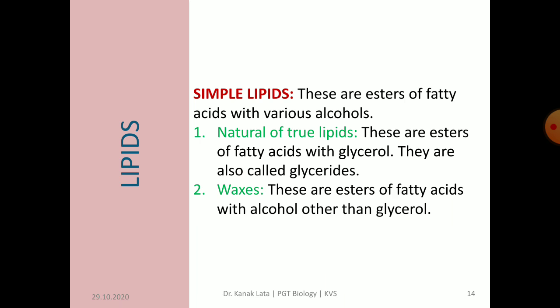First, it is about simple lipids. Simple lipids are esters of fatty acids with various alcohols. They are further of two types. The first one is neutral or true fats, which are esters of fatty acids with glycerol, so they are also called glycerides. The second simple lipid is waxes, which are esters of fatty acids and alcohol other than glycerol.